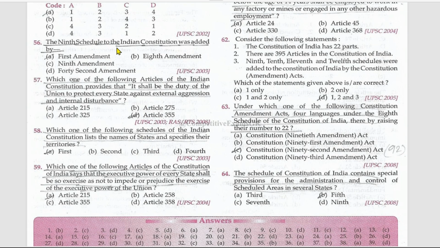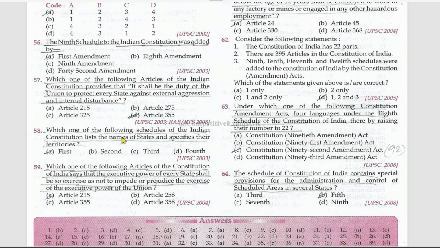The ninth schedule to the Indian Constitution was added by the First Amendment. What is the ninth schedule and in which year was it added? Mention it in the comments. Which one of the following articles of the Indian Constitution provides that it shall be the duty of the Union to protect every citizen against external aggression and internal disturbance?